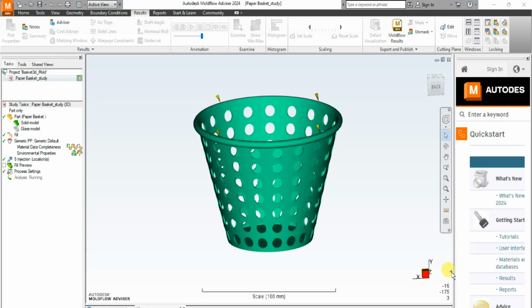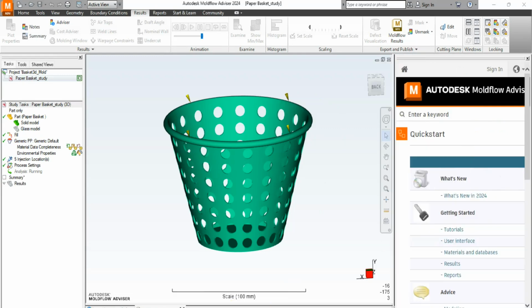But in this situation now, you see that virtually everything has specific colors. Now let's talk about the fill time characteristics. This shows the position of the flow front at regular intervals as the cavity fills. What this means is that the position of the flow front, especially from the injection locations, is particularly taken into context.